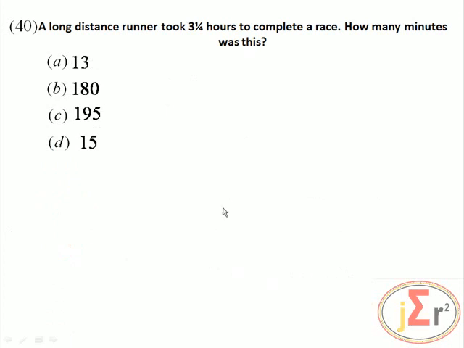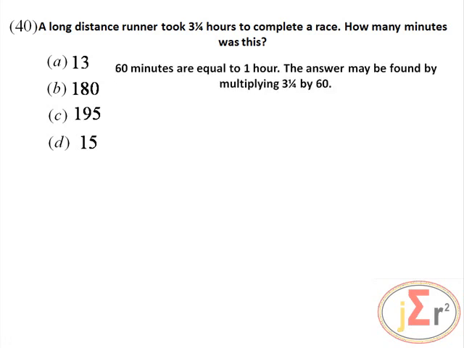A long distance runner took 3¼ hours to complete a race. How many minutes was this? So it took 3¼ hours to complete a race. How many minutes was this? How many minutes make an hour? 60 minutes are equal to 1 hour. The answer may be found by multiplying 3¼ by 60. You know how to do that, Jerry?